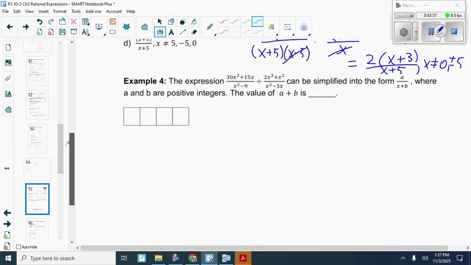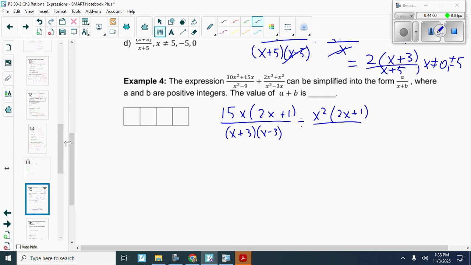I'm going to finish off this example for you guys. We're factoring now to 15x, and then we have a 2x plus 1. Difference of squares on the bottom, x plus 3, x minus 3. We're going to factor out an x squared, so we have a 2x plus 1, and we can factor out another x, so we have an x minus 3. NPVs are going to be x cannot equal plus or minus 3, and x cannot equal 0.